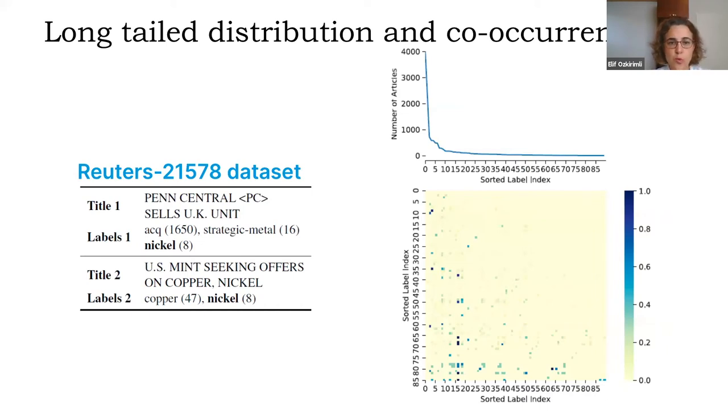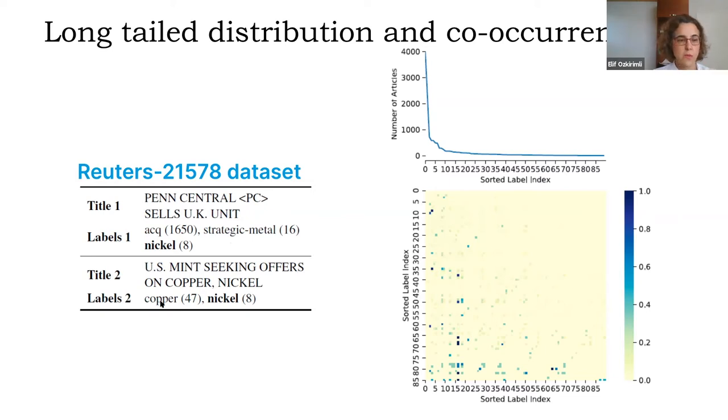Let me show you what we mean by long-tailed distribution and co-occurrence. When you look at this graph of number of articles against sorted label index, you will see that some labels have thousands of articles associated with them, whereas some labels have maybe one or two articles. So there is a skewness in this distribution. And some of the labels co-occur with each other. On the left-hand side, for example, nickel. There are two titles: Penn Central sells UK unit, and US Mint seeking offers on copper nickel. You will see nickel co-occurring with acquires, a strategic metal.